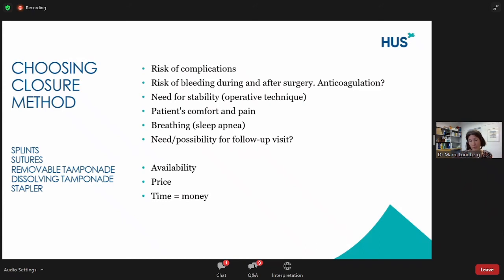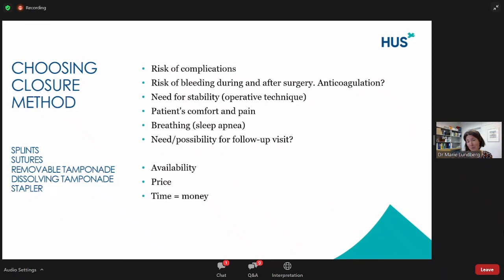Then, of course, the comfort and the pain of the patient after the septoplasty. Then breathing. For example, in sleep apnea patients, breathing is really important, or for everybody, breathing is important, but for them, the need of the CPAP. They would need the CPAP very fast. Then the possibility for a follow-up visit.